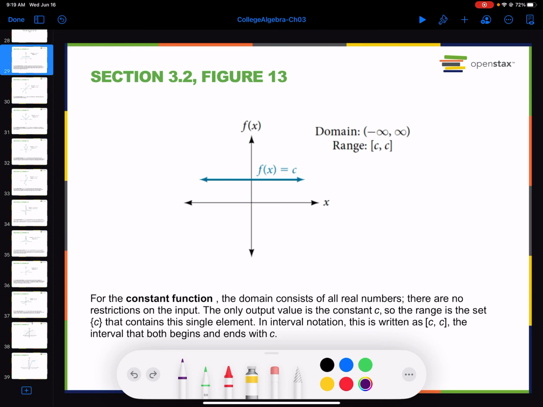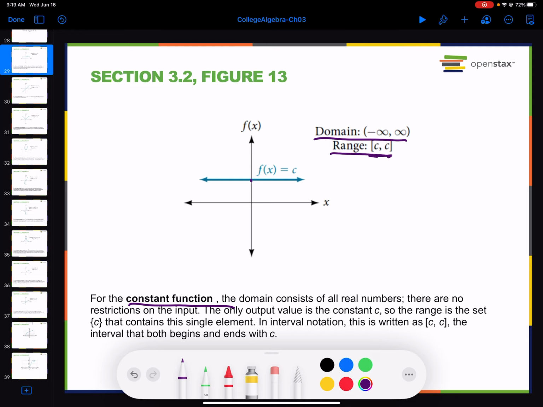So these are called toolkit functions. Every function has your base function, and then you can change that depending on transformations and shifts of that function. In this particular one, it's called the constant function. This is showing you what the domain would be for a constant function and what the range would be. Because this is a constant function of the form f of x equals c, our range is just going to go from c to c.